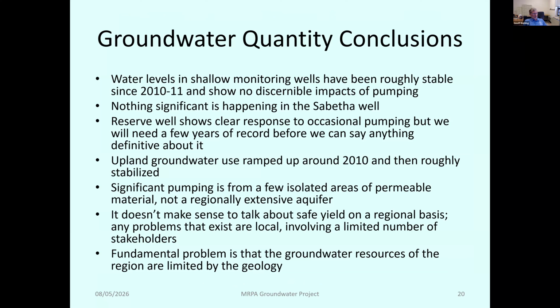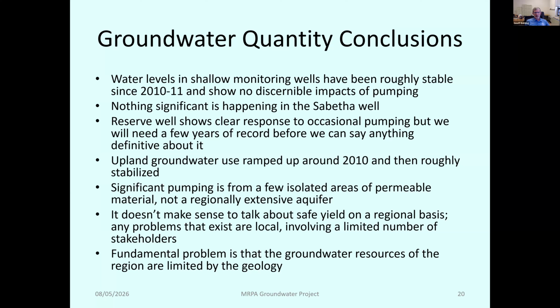So the overall conclusions on the groundwater quantity side are that the water levels in the shallow monitoring wells have been roughly stable since 2010 or 2011 and show no discernible impacts of pumping. In terms of the two deeper wells, there's essentially nothing significant happening in the Sabetha well. The reserve well shows clear response to occasional pumping, but no evidence yet of any long-term decline. But we need a few years of record before we can say anything definitive about it.